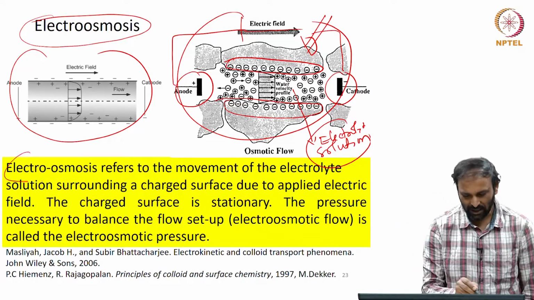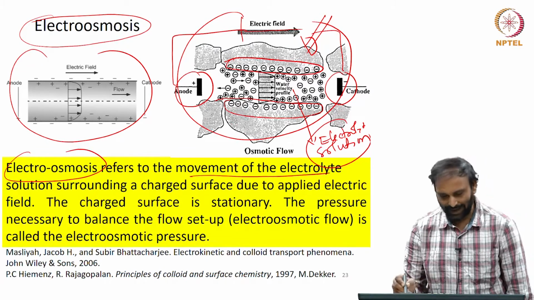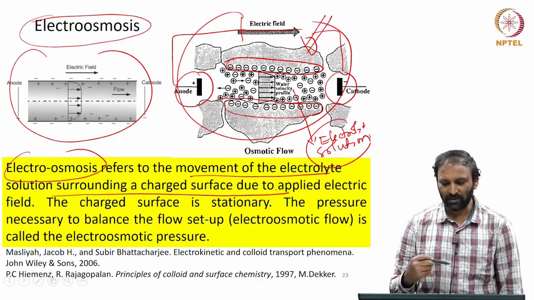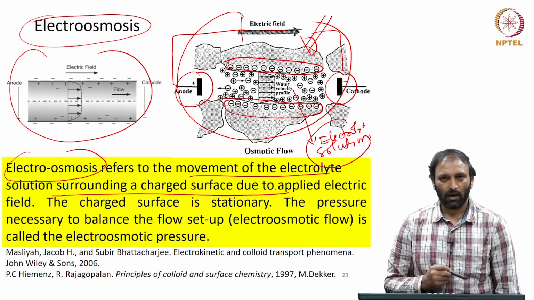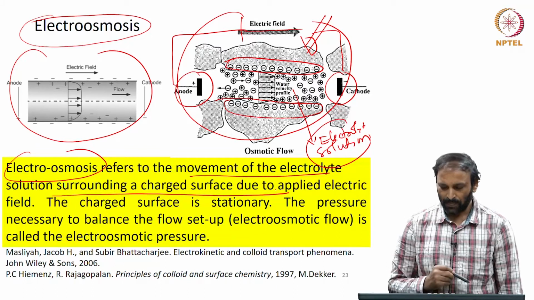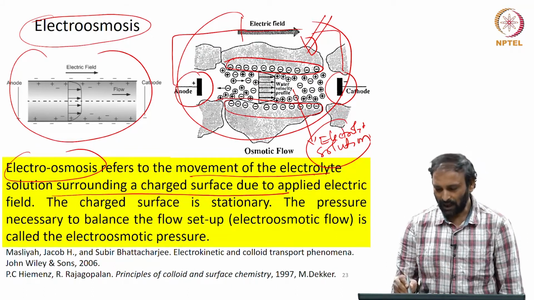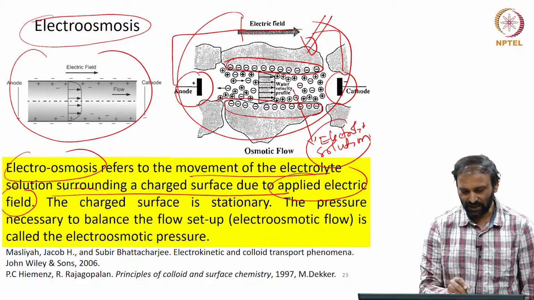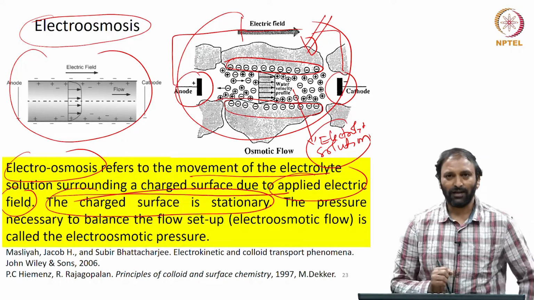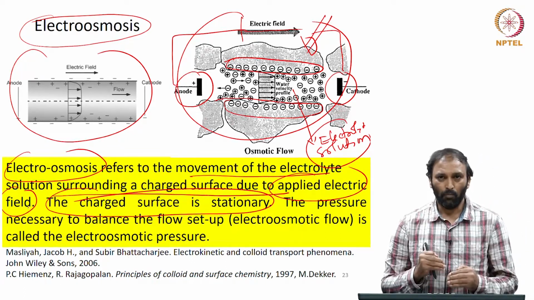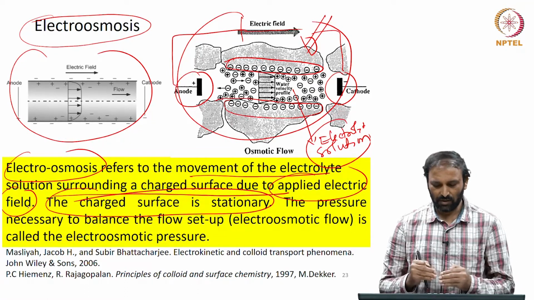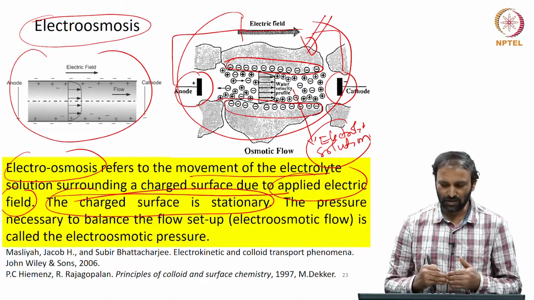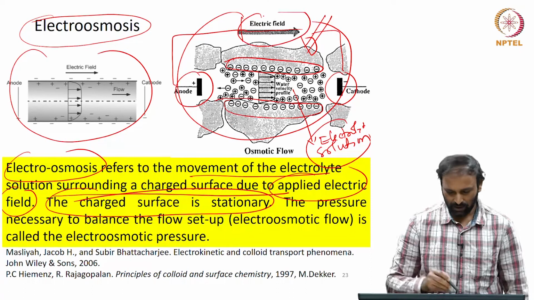So, electro osmosis refers to the movement of the electrolyte surrounding a charged surface, and the movement of the electrolyte is achieved by the application of an electric field. However, the charged surface is stationary. Therefore, the electrolyte solution moves with the charged surface being stationary, and so there is a relative motion set up because of the applied electric field.